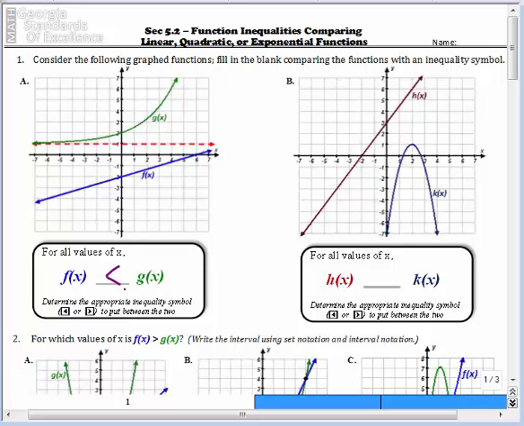Same thing on this one. h of x is always above k of x, even though it's down here lower. If you went far enough down, this would continue to stay underneath that line, because this line is always going to be above the parabola. The parabola is moving down faster and faster. So in this case, since h of x is always above k of x, we just have to draw an inequality showing that h of x is larger.